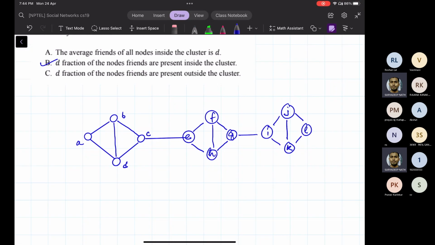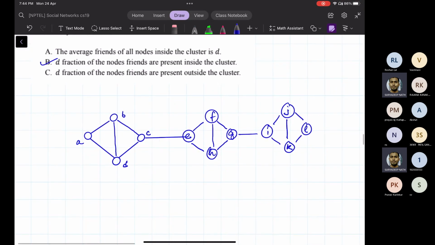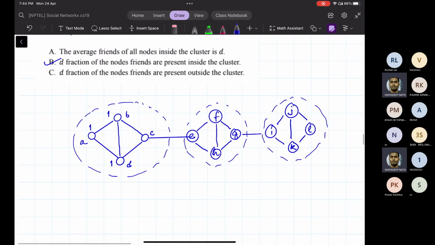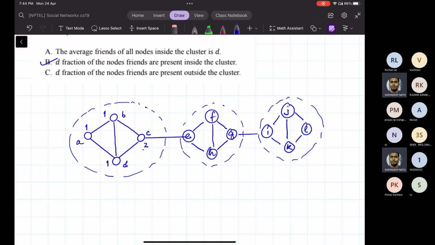If you look at A, what is the fraction of A that is within this? This is one cluster, this is another, and this is another. For A, the fraction of friends within the cluster is one, so all of its friends are within the cluster. For B, all of its friends are within the cluster. For D, all of its friends are within the cluster. For C, what is the fraction of friends within the cluster? C has three friends, out of which two are within the cluster. So it is 2 over 3.